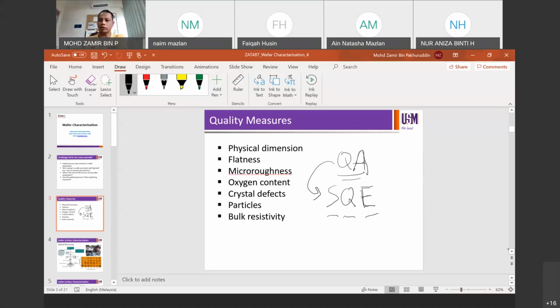So now we are going to look at wafer characterization. What sort of parameters do we have to look at before they qualify our process? Right, there are a few parameters, few qualities that we are looking into, but this is not all. This is only a little of them, a very little of this long list. Physical dimension, flatness, micro roughness, oxygen content, crystal defects, particles, resistivity, and so much more actually. But these are only among the parameters that we are looking at. Okay.